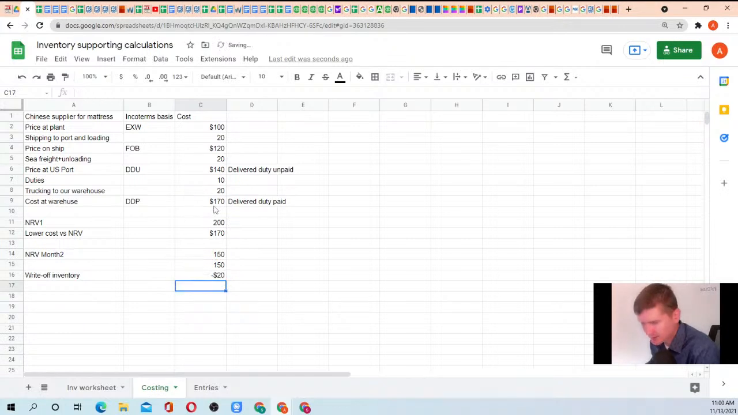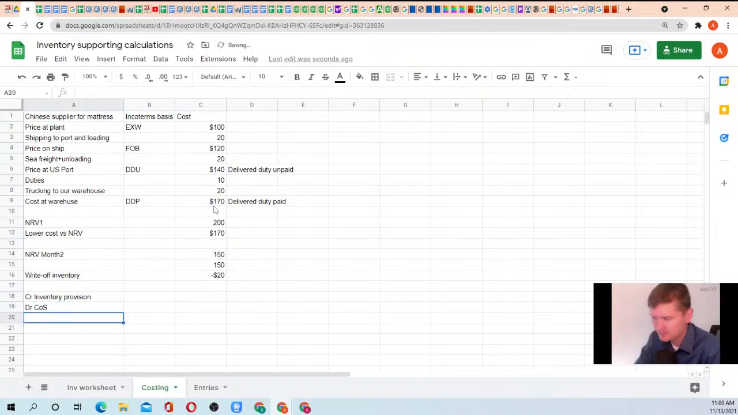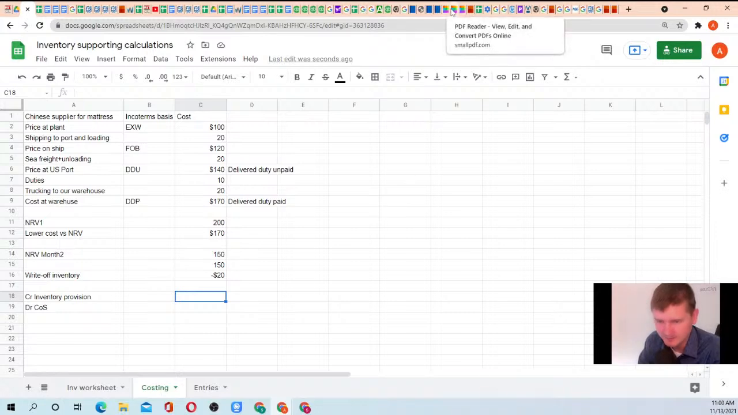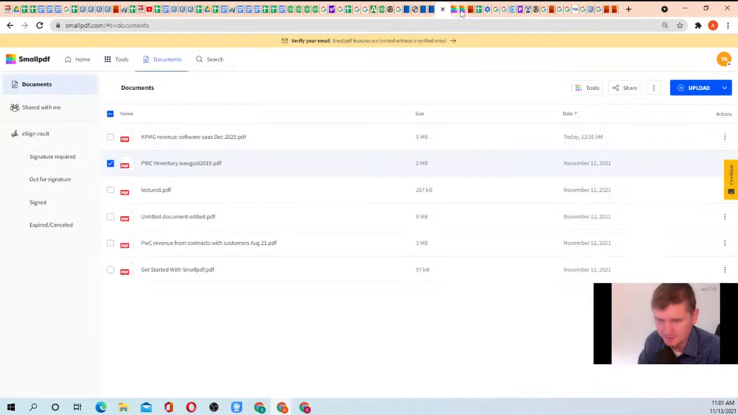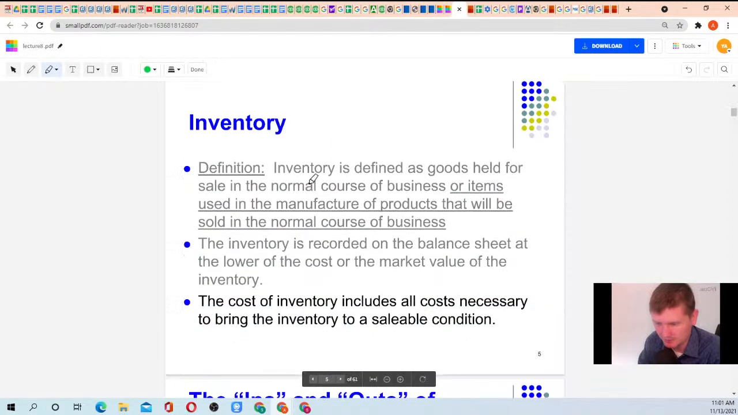Most likely you will credit inventory provision and debit cost of sales for that amount. In some companies, I've seen that they reflected inventory provision separately as a separate line item, probably for some very inventory reliant businesses. Okay, let's see what else do we have here.